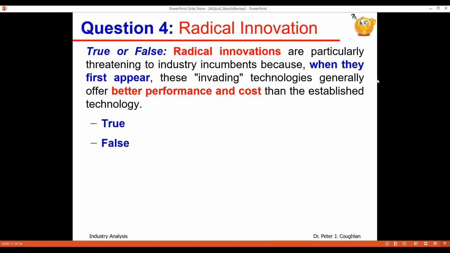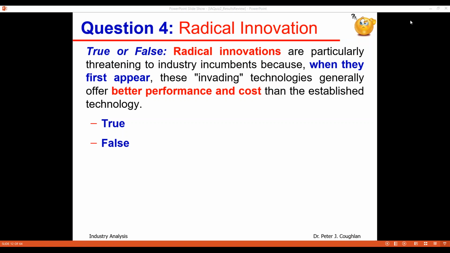So going back to our question then, right? This idea of true or false: radical innovations are particularly threatening to industry incumbents because when they first appear, these invading technologies generally offer better performance and cost than the established technology. No, that is not true.